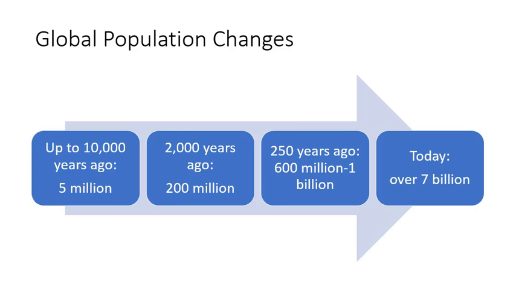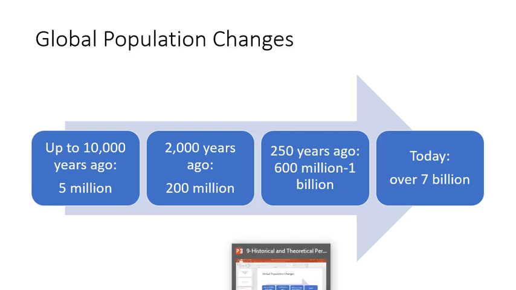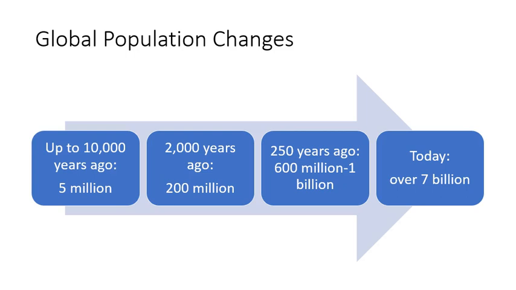2,000 years ago, another important change occurred, and that was some of the advances in agriculture were taking place, and the world population increased to about 200 million people. Then the Industrial Revolution occurred about 250 years ago, 300 years ago, and the population went up dramatically to about 1 billion. And today there are over 7 billion people.